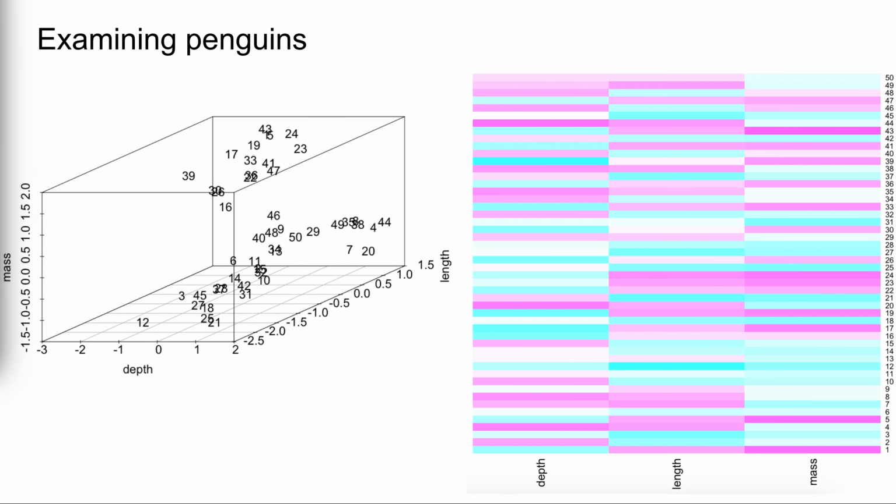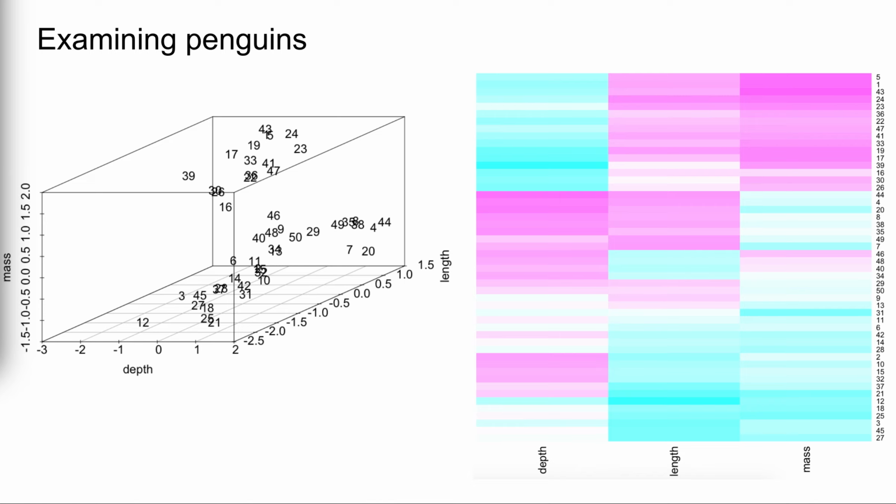Another way to examine this same data is with a heat map. Here, each column represents one of the three penguin features, bill depth, bill length, and body mass, and each row represents the scale of these three measurements for a single penguin. These rows are labeled with the penguin's ID numbers at right. The pinker the color, the greater the measurement. The bluer or more aqua the color, the smaller the measurement. As is, it's not easy to pick out any patterns in the heat map. It just looks like a jumble of colors.